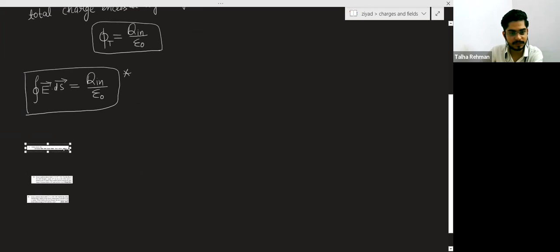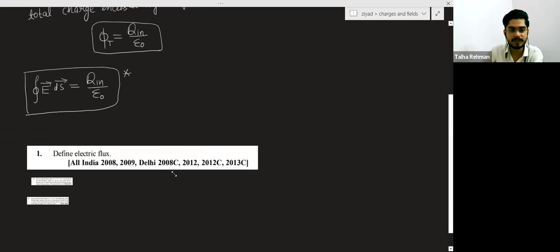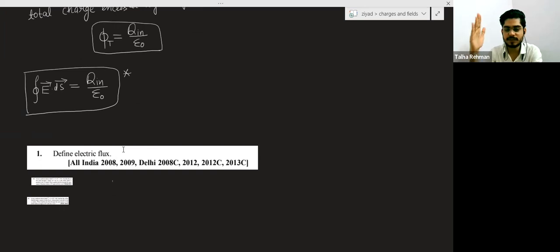So these are the questions of the assignment I gave yesterday, so we will discuss them. The first question is very easy. They are saying define the electric flux, and see, the number of times this question has appeared in the exam. So electric flux is the number of electric field lines crossing an area perpendicularly. Simply you can write that. If you want, you can write a formula also.